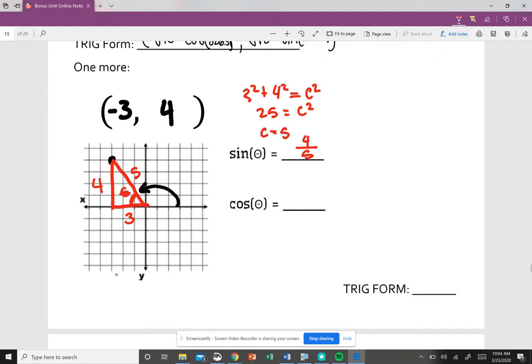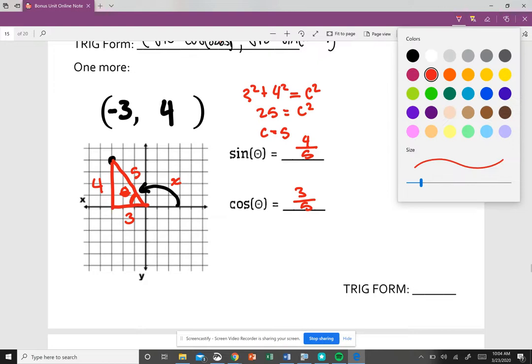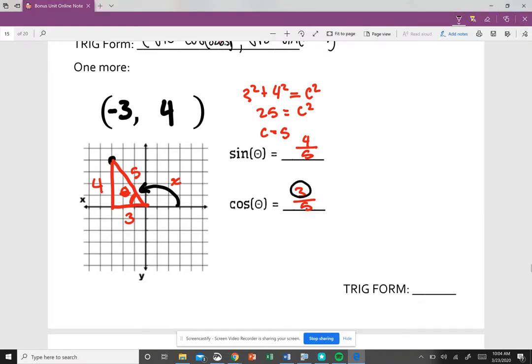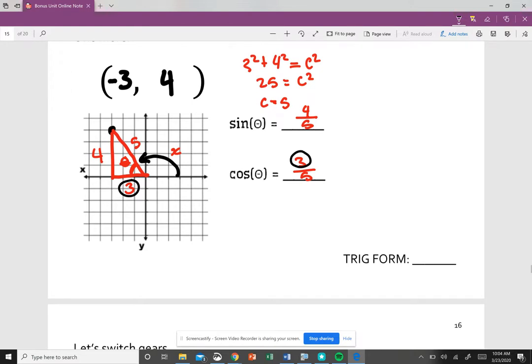But we want to end up knowing this, so I'm going to call that x. So then we will have 3 over 5 for our cosine. Now, please note, again, I'm going to point it out again, this 3 is the x value. So my trig form, I'm going to write it below. My trig form would be my length times the cosine of my angle, which I don't know yet, then my length times the sine of my angle, which currently I don't know.